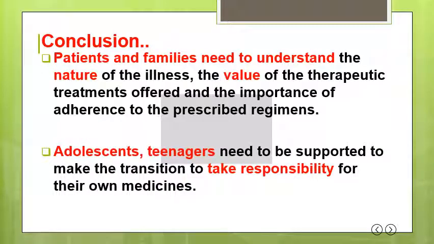Also patients and families need to understand the nature of the illness and the value of the therapeutic treatment offered and the importance of adherence to the prescribed regimen. These are all interconnected steps. The patient and family's understanding of the nature of the illness and their awareness of the value of the therapeutic treatment is a very important point for adherence to the prescribed regimen.